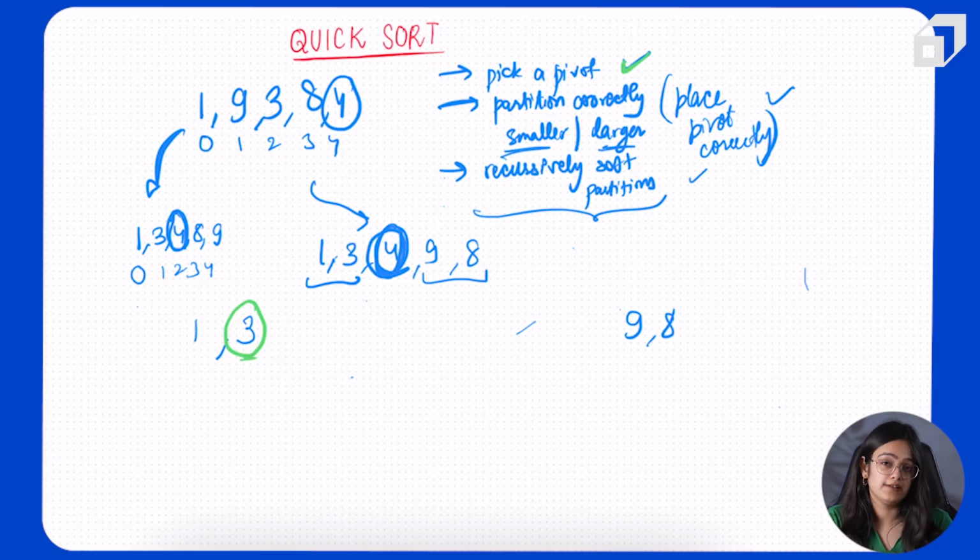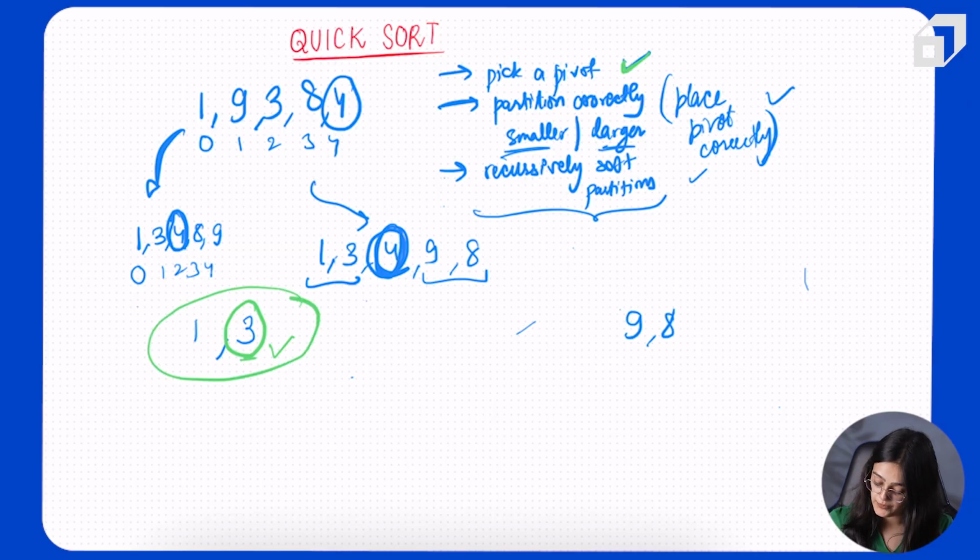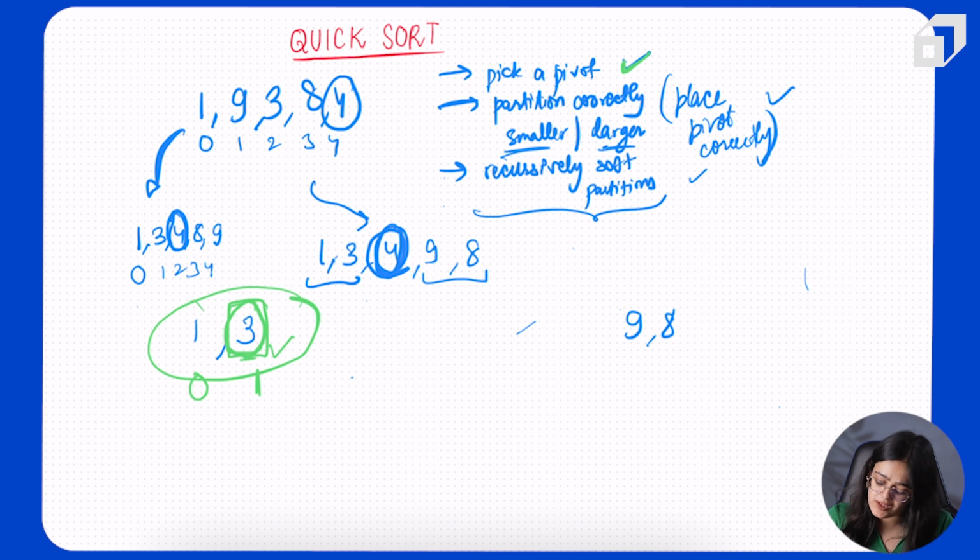Elements smaller than 3 are on the left, larger than 3 don't exist. So this is essentially sorted already, which means our step 2 is done. The correct position, smaller and larger, is done. Now we have to recursively sort the partitions in this array. When we put 3 at its right position, which was index 1, there's no right partition because there was no element greater than 3. But we do have a left partition, elements smaller than 3, which is just 1 element. So our subproblem reduces to nothing here and the element 1.